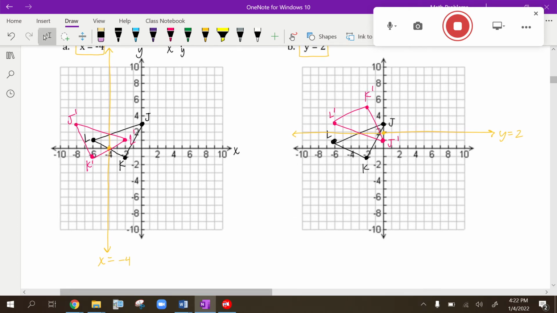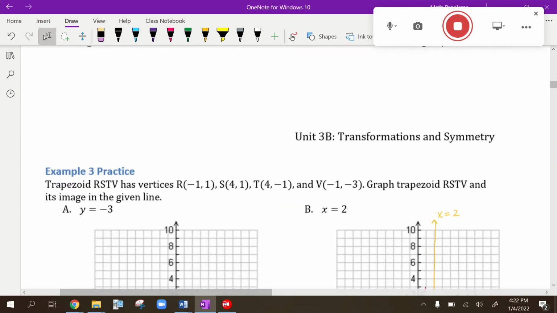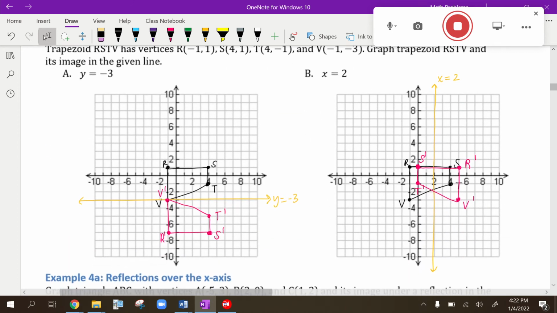Now there's some on the next page for you to practice. If you feel like you need some practice, you can try them. Here are the correct answers.